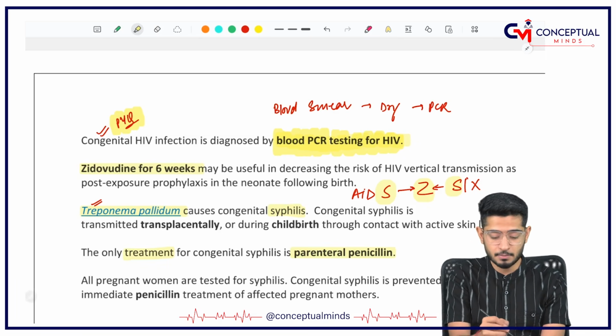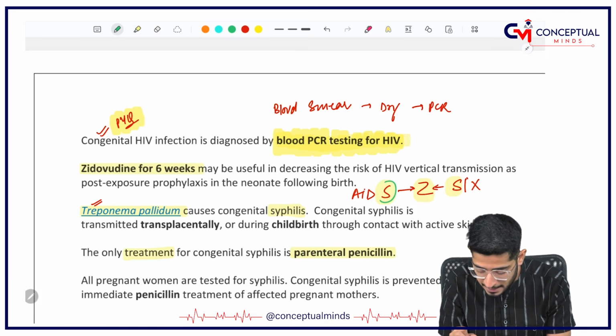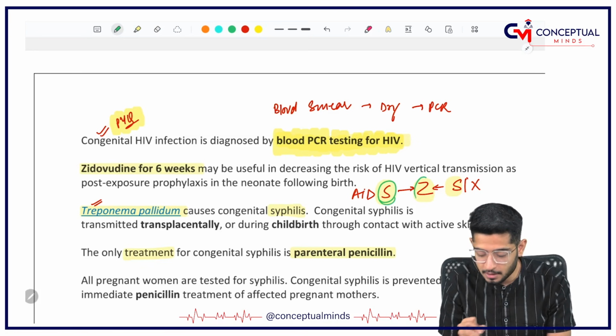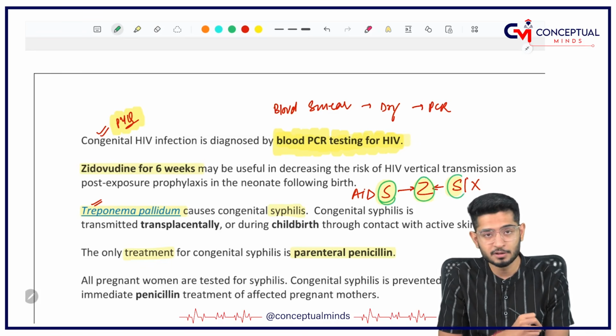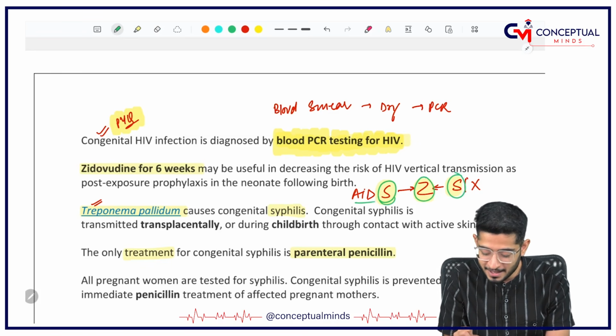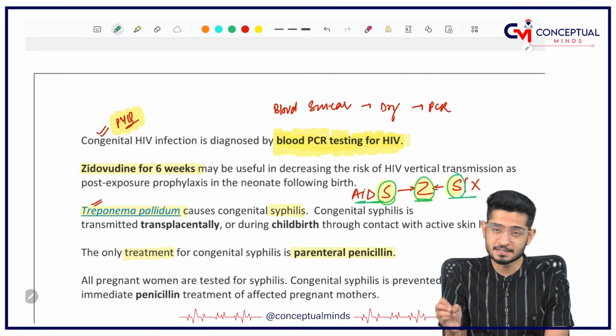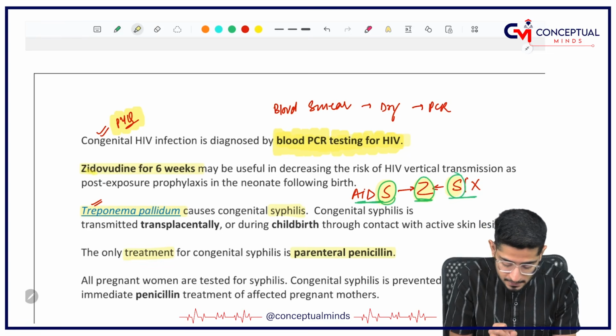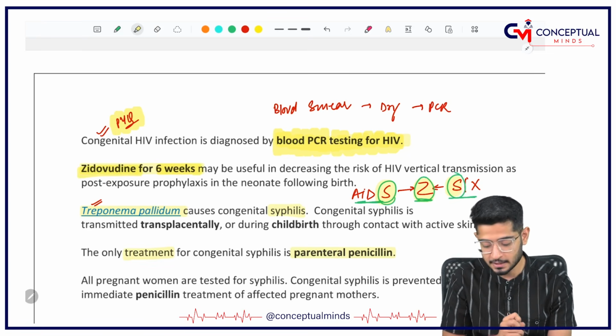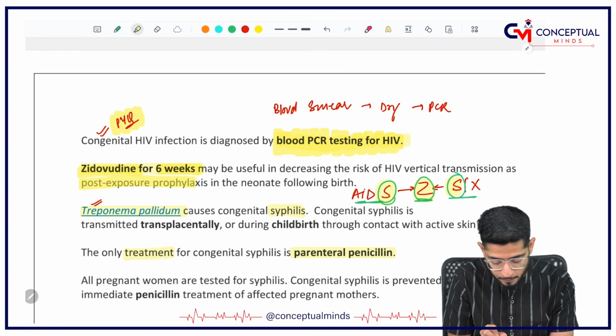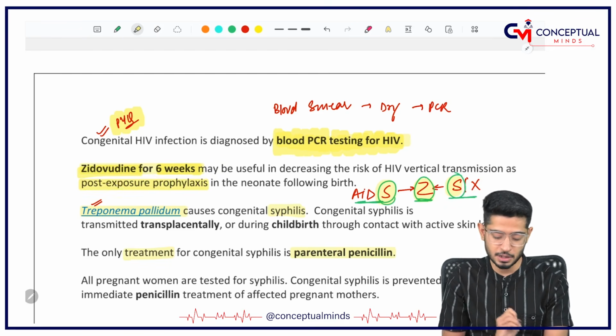What is the treatment? Remember like this: AIDS has S in the end. S is similar to Z, and Z is similar to S. What does that mean? AIDS, you give zidovudine, then S for 6, that is given for 6 weeks. So zidovudine, 6 weeks. It is given post exposure, right, in the neonates.